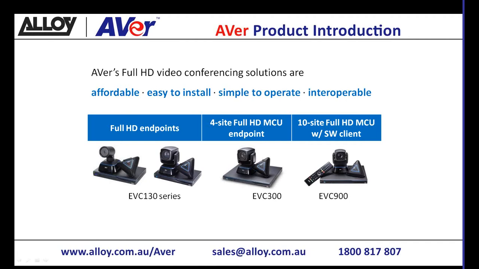What we're offering right now with the Ava video conference are all HD endpoints. We separate them into 2 types. One is point to point, which we call the EDC 130. That's the point to point device. The second type is embedded MCU, and with the embedded MCU we have two different models. One is the EDC 300, which is embedded 4 points, and the EDC 900, which is embedded 10 sites. So this is our current 4 models across the 2 types of devices.